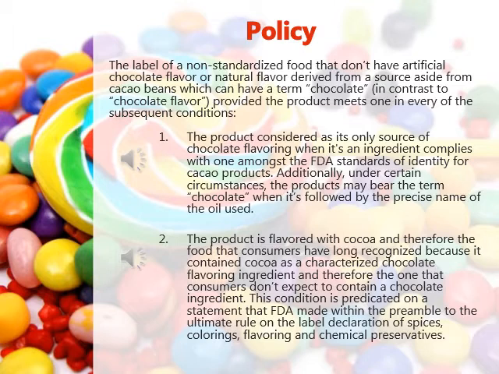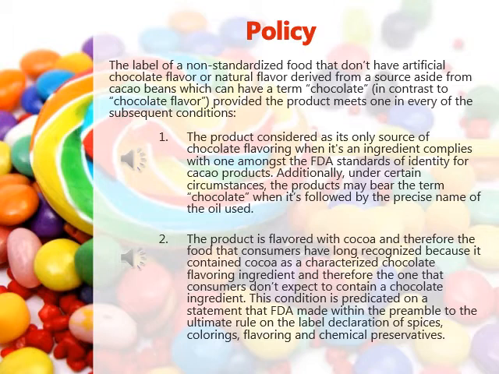1. in every one of the subsequent conditions. Number 1. The product considered has its only source of chocolate flavoring, when it is an ingredient, complying with one of the FDA standards of identity for cocoa products. Additionally, under certain circumstances, the product may bear the term chocolate when it is followed by the precise name of the oil used.